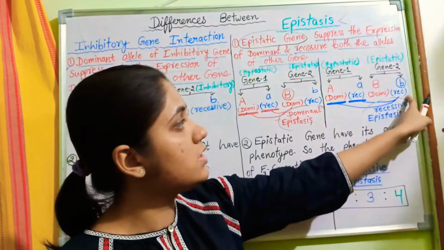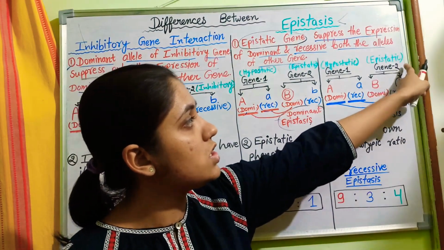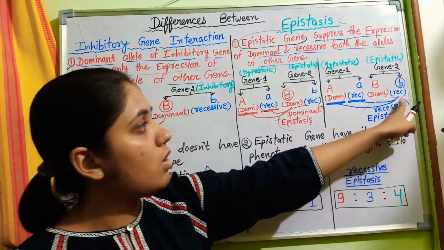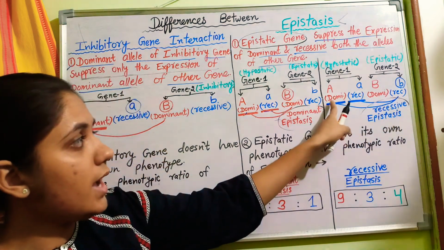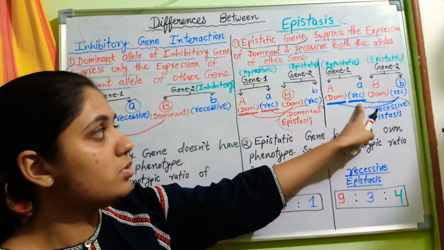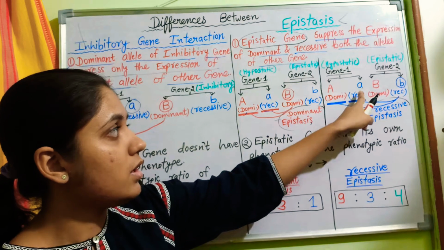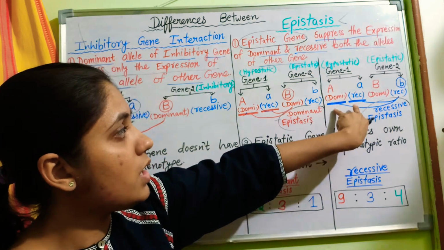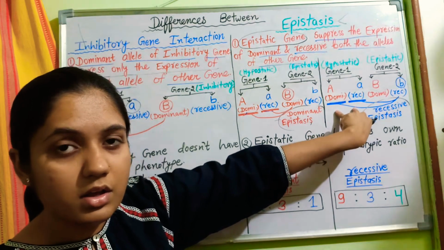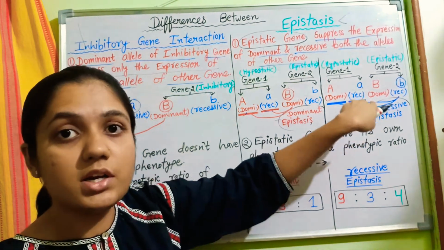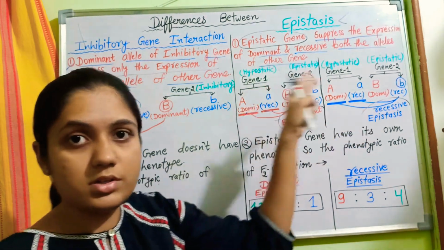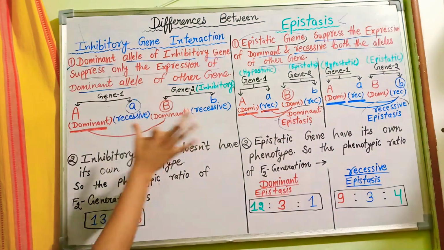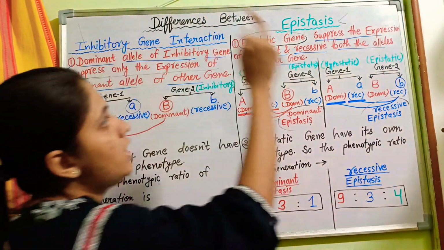And here also, the recessive allele of this epistatic gene 2 does the suppression of the dominant allele of gene 1, and also this small a, the recessive allele of gene 1. So both the alleles, the dominant and recessive, are suppressed by this epistatic gene, either it is dominant or recessive. So this is the main difference between the inhibitory and the epistatic.